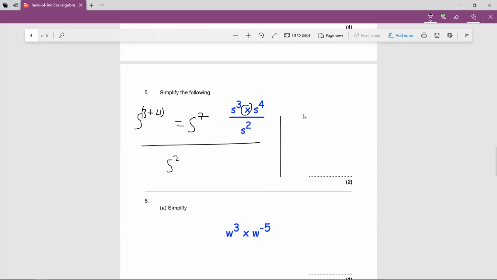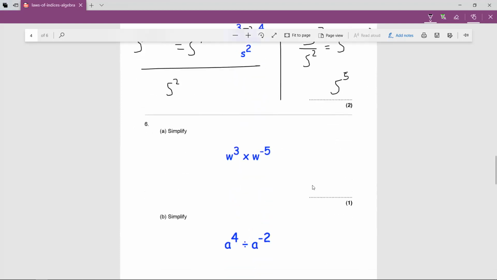So if we combine these two, our numerator is s power 7 divided by s power 2. For division, law number 2 applies, where we have to subtract the powers. So it has to be 7 minus 2. You get s power 5. And that is our answer.